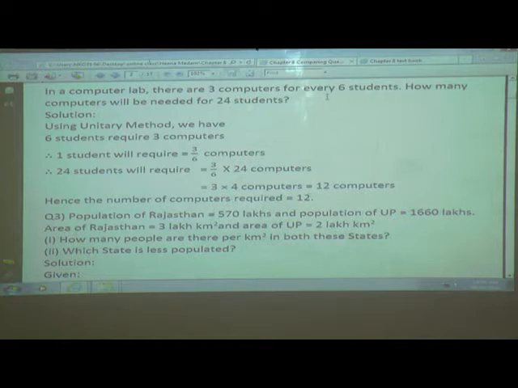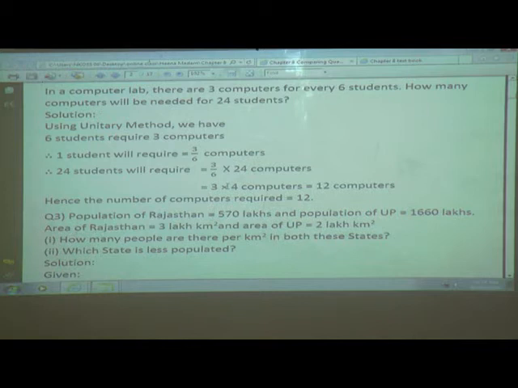The quantity and the ratio were already given to us as 3 computers for 6 students, so we can find out how many computers are required for 24 students. This was a very simple example in which we used the unitary method and solved step by step, and we found the number of computers required for 24 students.